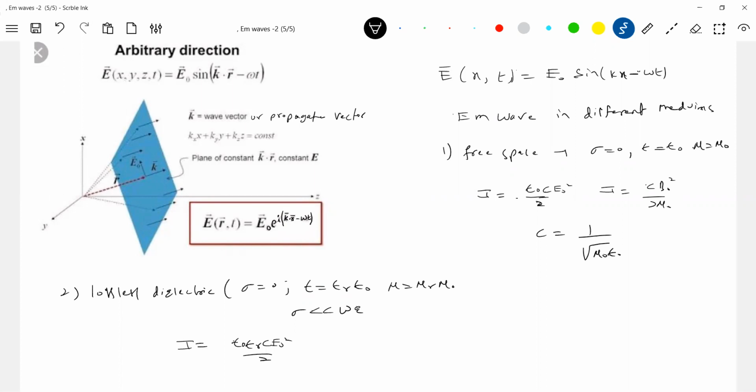It all depends upon, again, the lossless dielectric, the conditions are there. Suppose a ray of light is propagating through glass, what is the mu r for glass? It will be 1, whereas epsilon r will be different. The speed of the wave will be different.